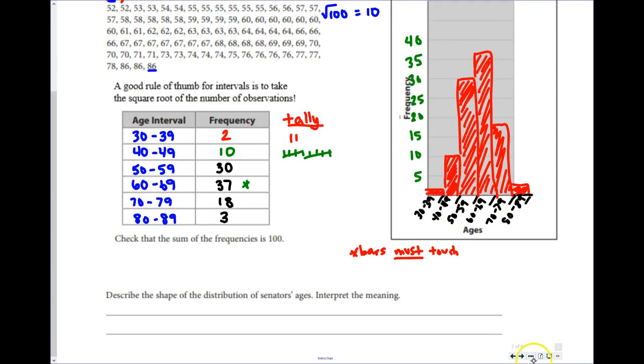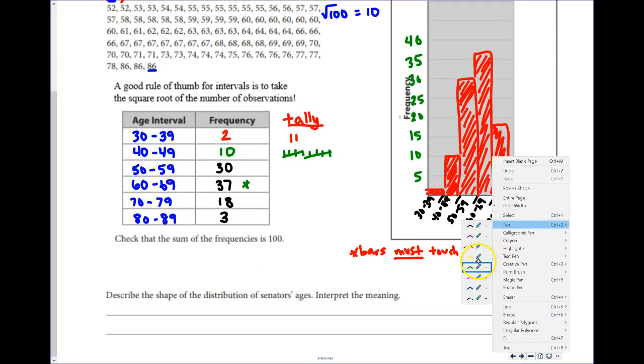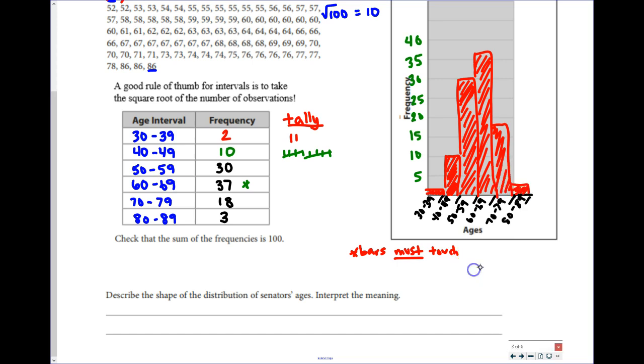Oh, I forgot this part. Sorry. The other part here is to check that the sum of the frequencies is 100. All that means is to add up what you get. 2 plus 10 plus 30 plus 37 plus 18 plus 3 gives you 100. And it does in this example.